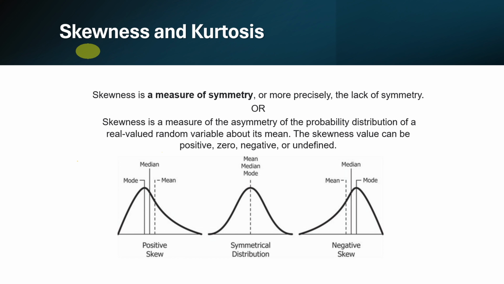Welcome back. In the earlier lecture we studied joint distribution and all that. Now we are heading towards the normal distribution. But before heading to the normal distribution, we need to know skewness and kurtosis.